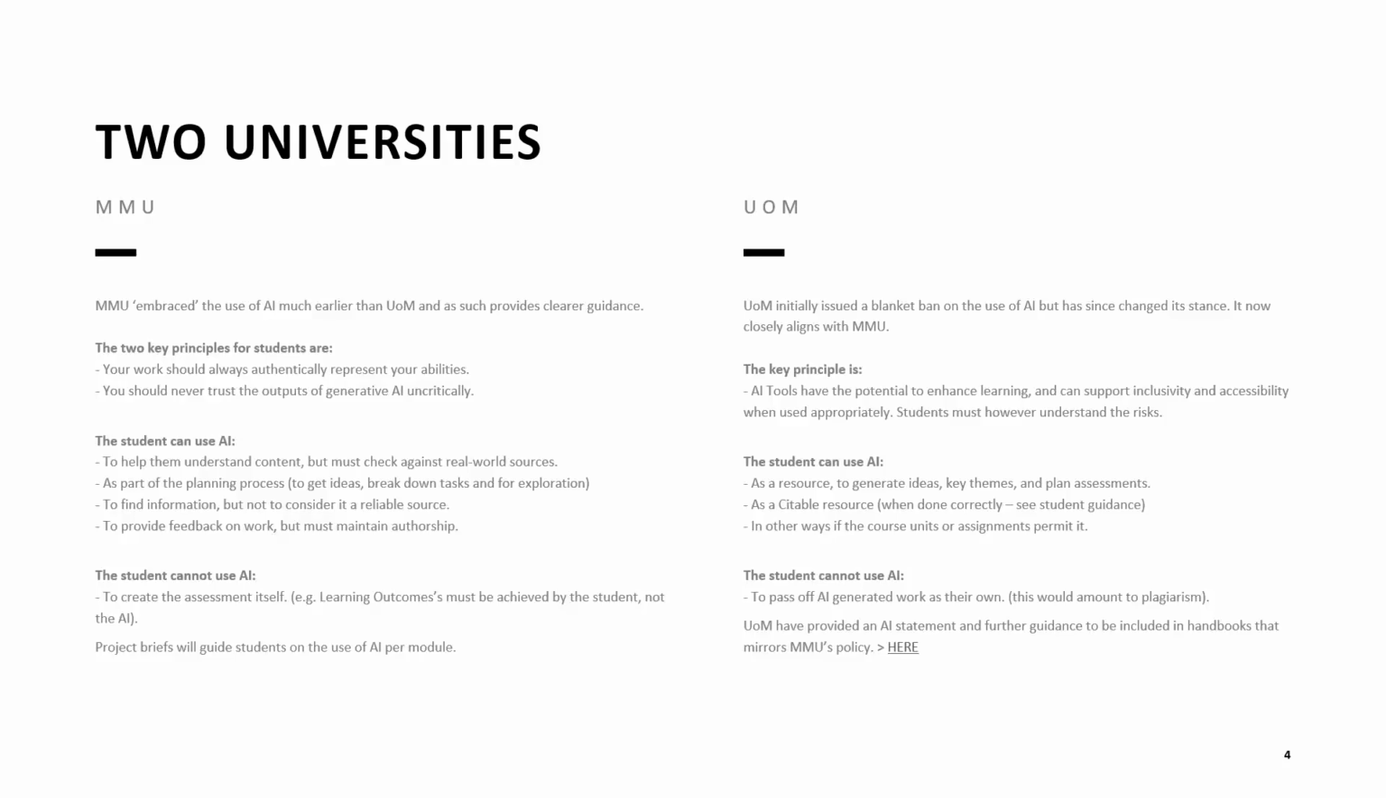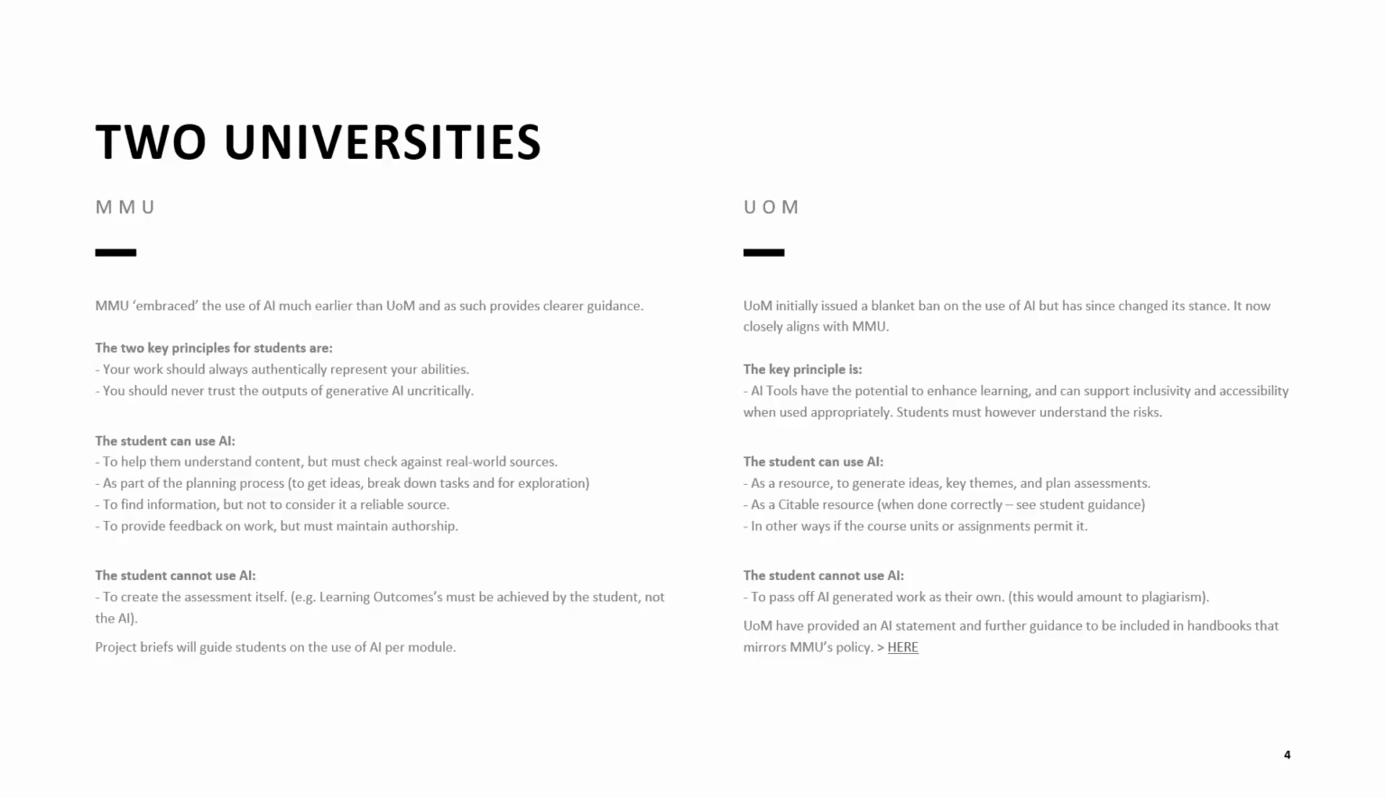Again, you're welcome to take a photo of this if you like, or I can talk through it. The key things you need to understand is that you can use AI to help yourself understand content, for instance, ChatGPT, asking it questions. But you need to check the sources against real-world sources, because ChatGPT tends to lie, tends to make things up. You can use AI as part of the planning process, for instance design ideation, to brainstorm, get ideas, map things out. You can use it to find information.